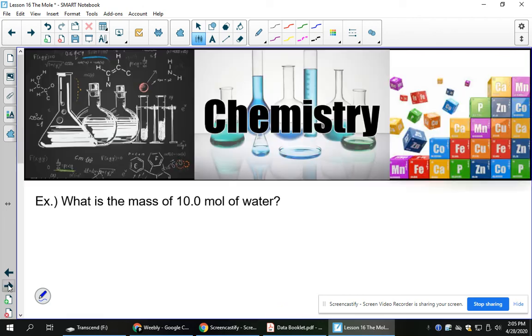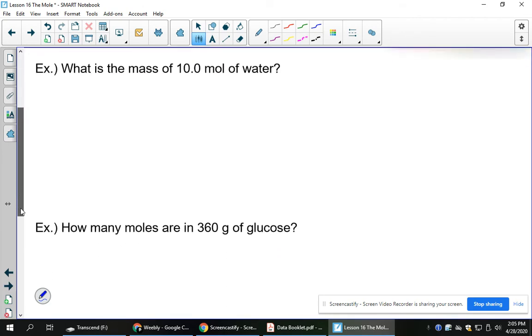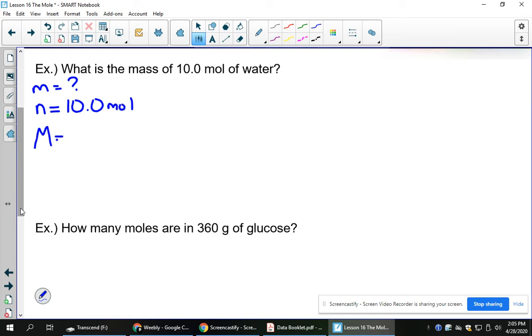Let's try another question. What is the mass of 10 moles of water? Now we're looking for mass. That's our question mark. We have 10 moles, that's number of moles. And we always have molar mass. We just need to calculate it. That's usually the first step.